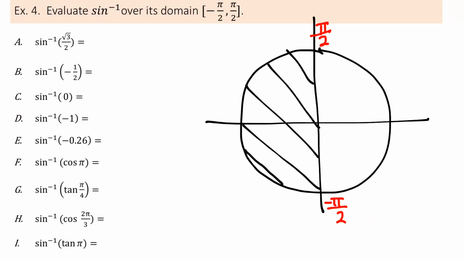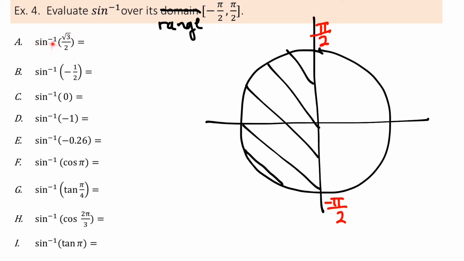So in this example, it says evaluate the inverse sine, this should say range here, over its range, negative pi over 2 to pi over 2. So I've drawn my circle showing where that range of values is that we could use for our angles, for our answers basically to the inverse sine function. So our answers have to fall on that side of the unit circle. So these are your negative angles between 0 and negative pi over 2. And these are your positive angles between 0 and pi over 2.